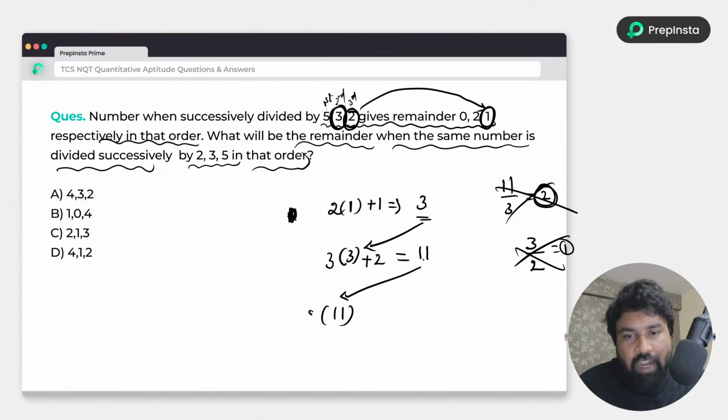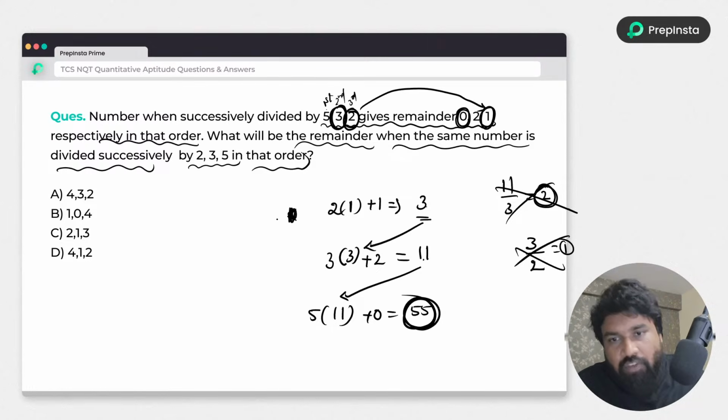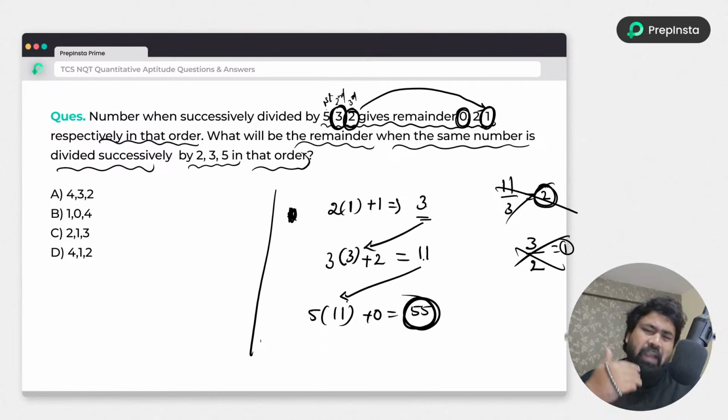Again 11 will be multiplied by 5, and whatever remainder you are getting, you add it. So that is equal to 55. So the actual number is 55. Maybe it is 55 or not, we don't bother. We will say it as 55. Why? Because I have taken the least value as 1 initially.